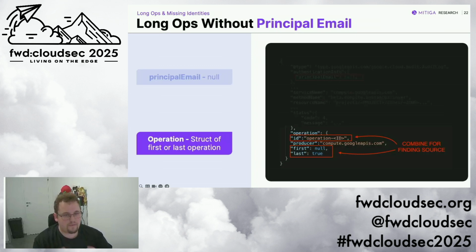In long operations, we have a section called the operation, right? This will contain an operation ID, basically what we were probing the status for, and this is a unique tying point.